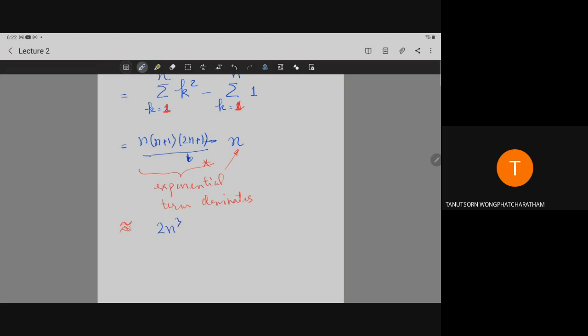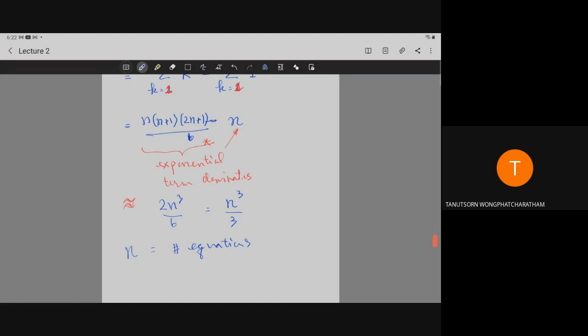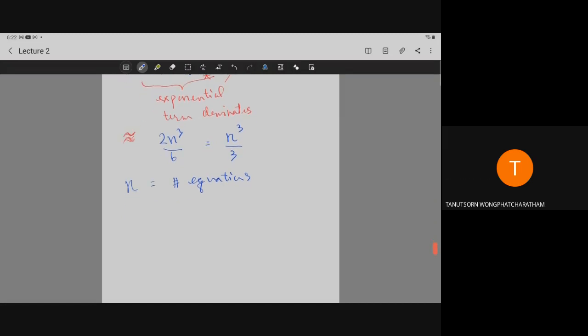2n cubed divided by 6, which is equal to n cubed divided by 3, where n is the number of equations, which is the size of the matrix A. Okay. So that's the first part for Gaussian elimination.